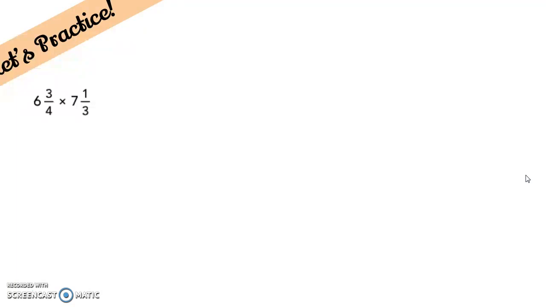Now, we're going to practice this problem together. You have a mixed number times a mixed number. You should already know that you have to change a mixed number to an improper fraction before you can multiply. So rewrite your problem on your notebook paper. If this is not in your workbook, this needs to go in your notebook. So you have 6 3/4 times 7 1/3.